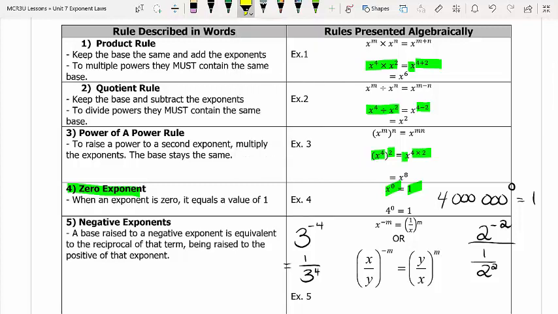And the last thing I want to remind you guys is remember those 3 rules, product rule, quotient rule, and power of a power rule, can only be used when you're dealing with powers that have the same base. So if I had 2 to the power of 3 times 4 to the power of 6, you could not use product rule on that because they do not have the same base. So that's a review of grade 9 and 10. If you're struggling with that, ask for extra help.